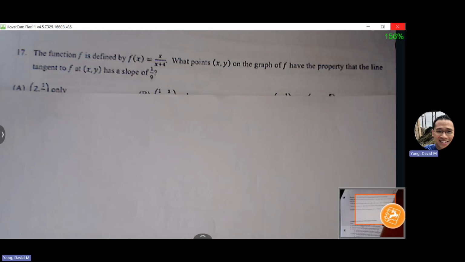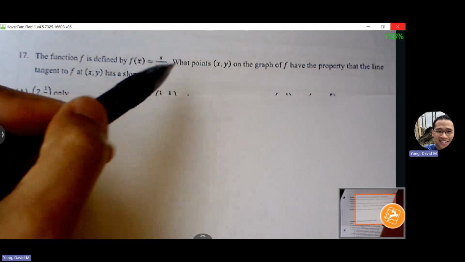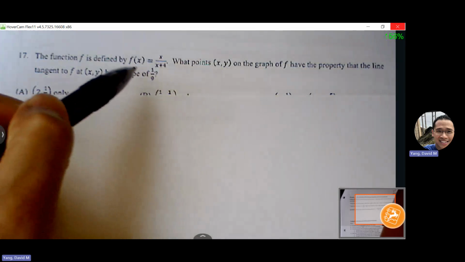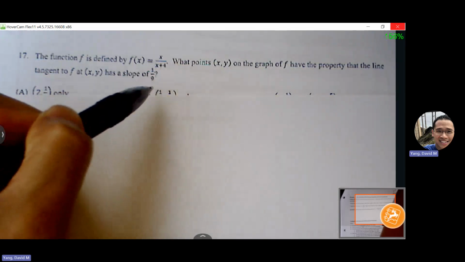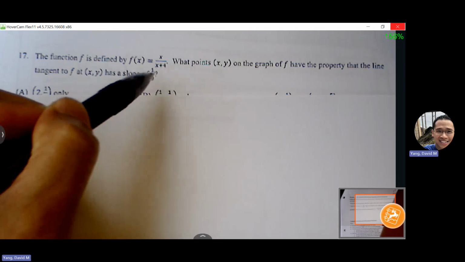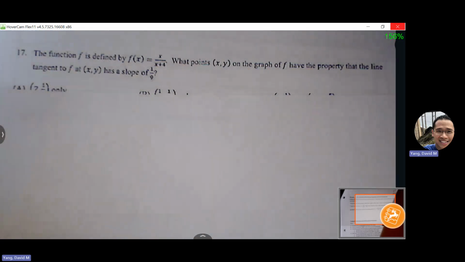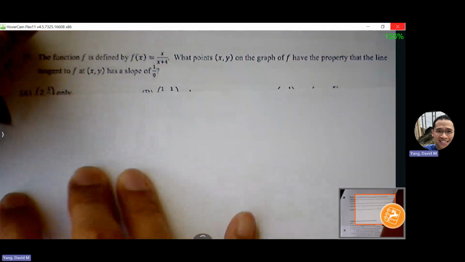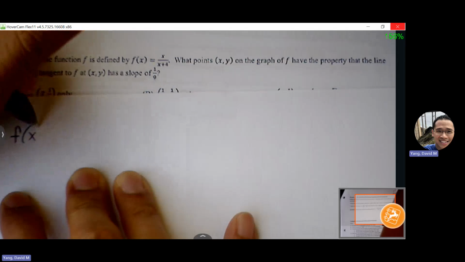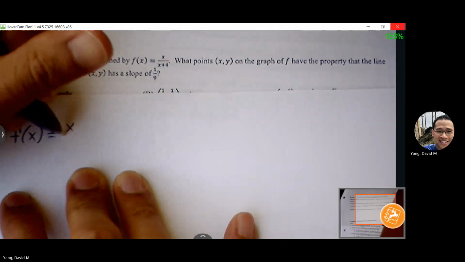Seventeen reads, the function f is defined by f of x equals x over x plus 4. What points on the graph of f have the property that the line tangent has a slope of 1/9? So we know we're dealing with slope. We know we've got to get to the derivative to be able to connect something with slope. So let's find f prime first. What would you use to find f prime? Quotient rule, yeah.